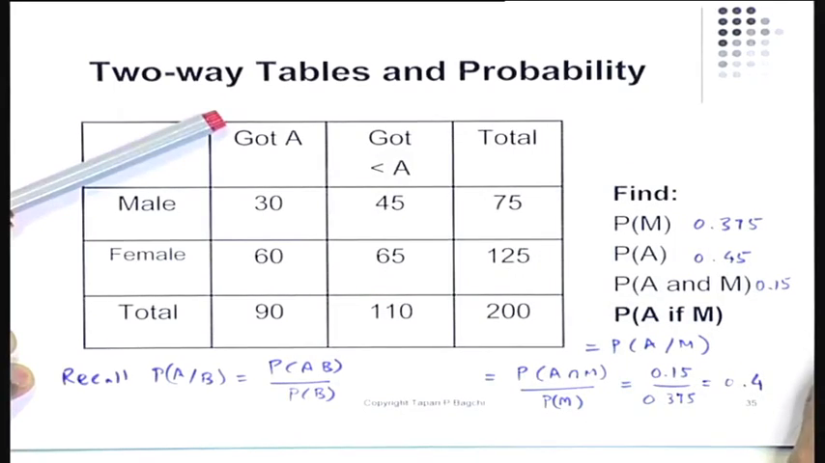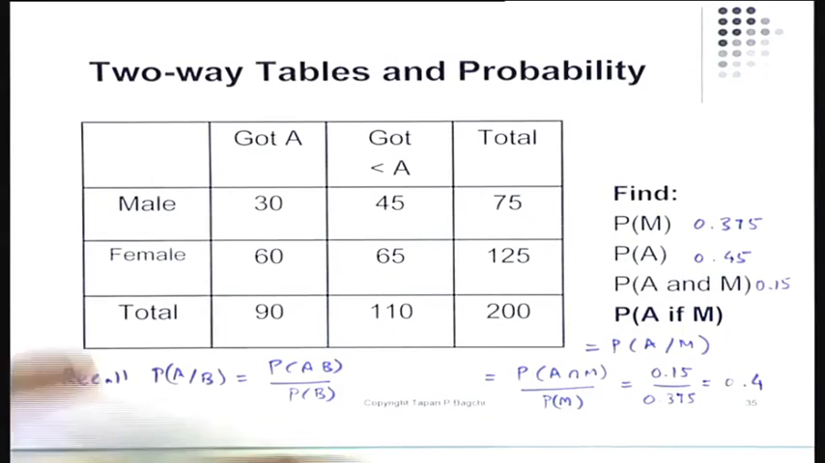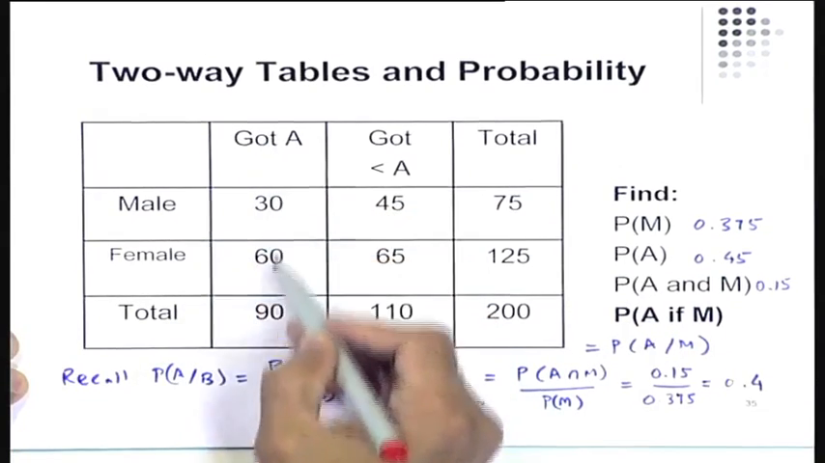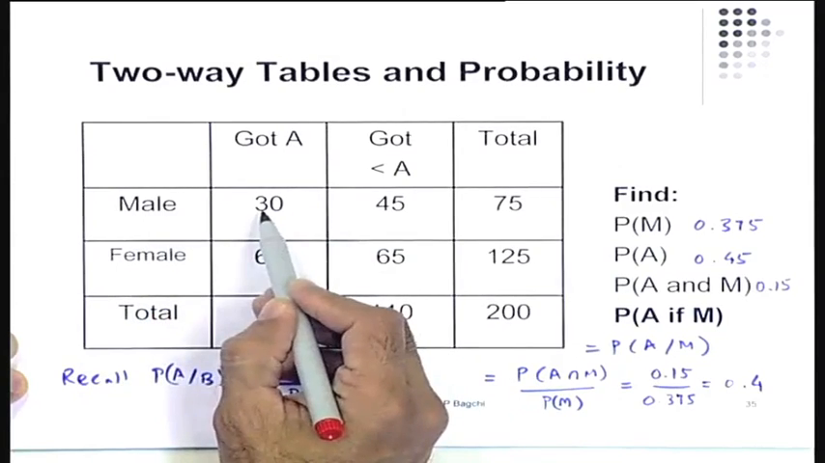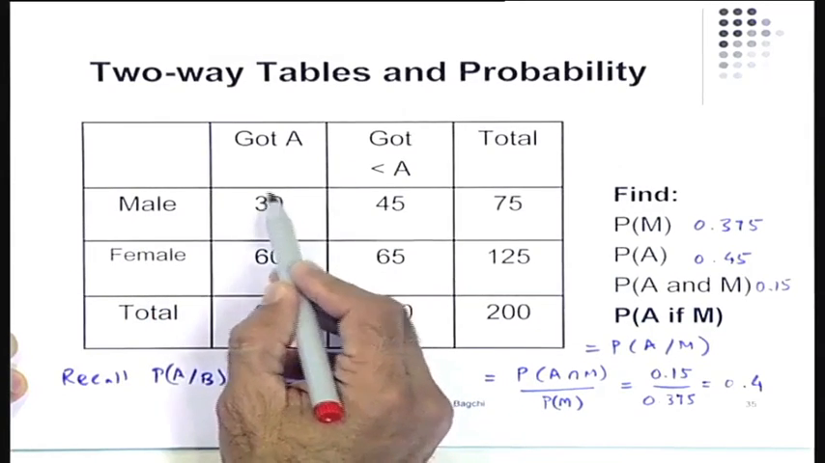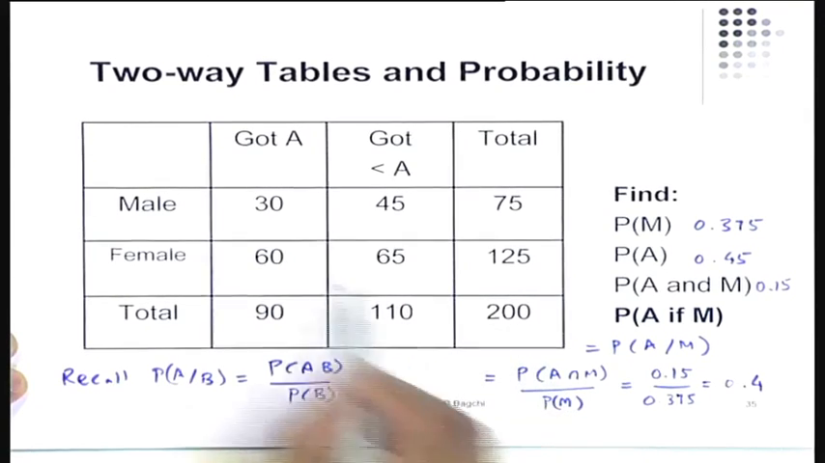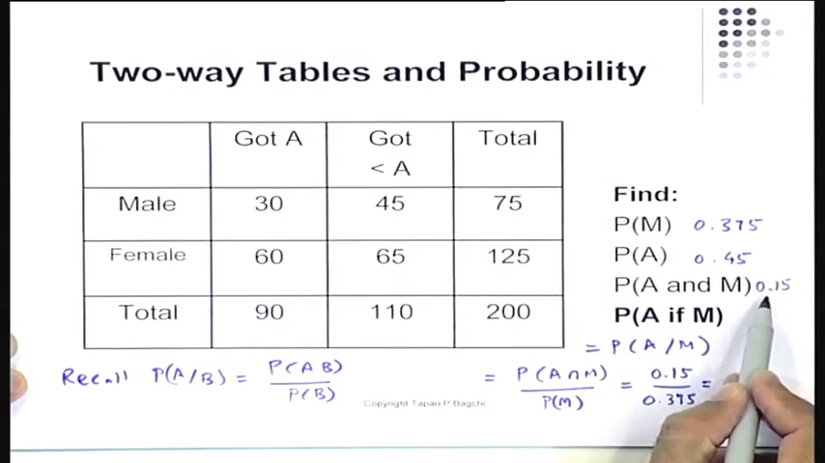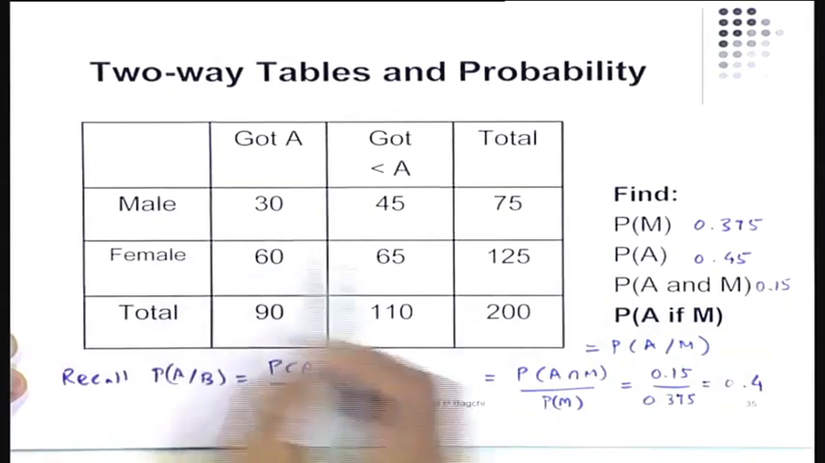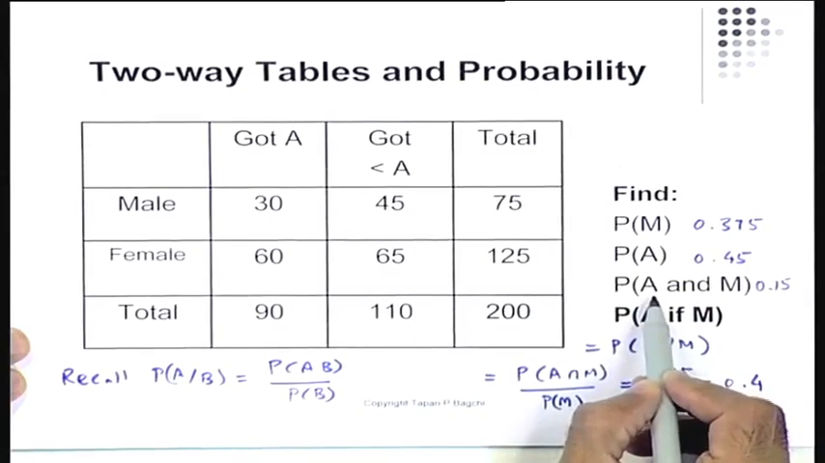Now let's take a look at the third possibility, the probability of A and M. What is A and M? A is that the person scored A, and M is that the person was male. That is going to be 30 divided by 200, again by counting. 30 divided by 200 turns out, I don't need the machine now, to be 0.15. That's the probability that the randomly picked student was male and also had scored A.